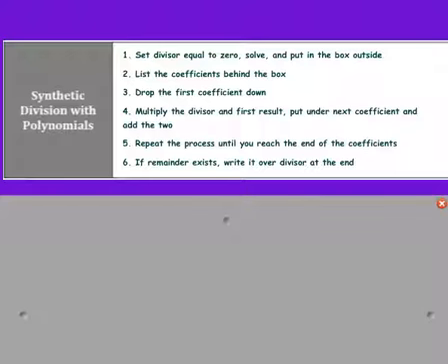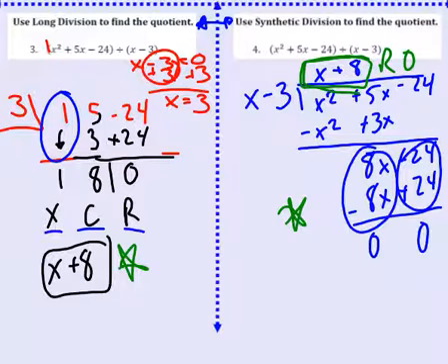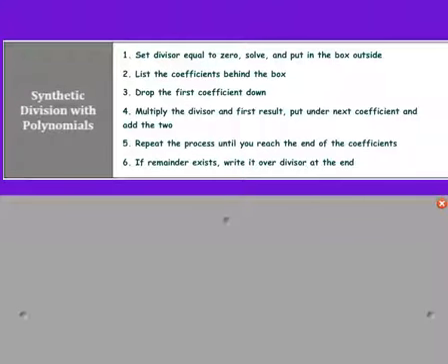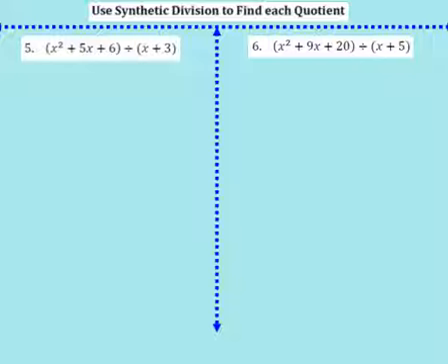Synthetic division with polynomials. So divisor equal to 0. So setting the divisor equal to 0 is this piece up here. This is what I was dividing by, x minus 3. So you set that equal to 0 to know what to put up here in the corner. And then from there you bring numbers down. So make sure you have that written down because I'm hitting next.